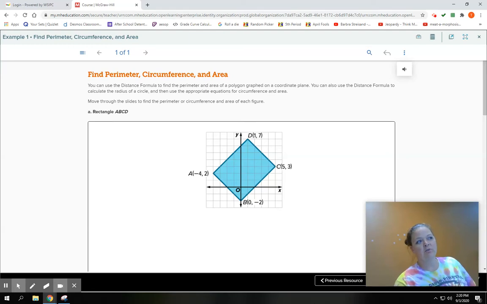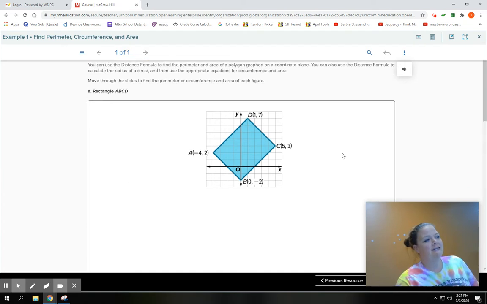Okay, we're going to find perimeter, circumference, and area. You can use the distance formula to find the perimeter and area of a polygon graphed on a coordinate plane. You can also use the distance formula to calculate the radius of a circle, and then use the appropriate equations for circumference and area. Move through the slides to find the perimeter or circumference or the area of each figure.